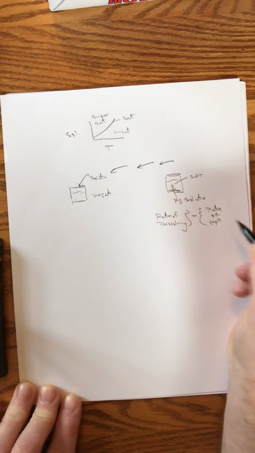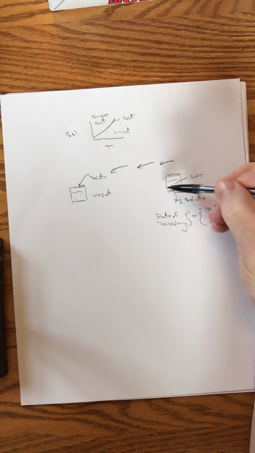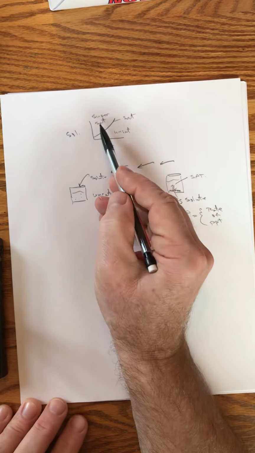The net change turns out to be 0. 1 in, 1 out. So this solution's concentration remains constant. Every time a crystal dissolves, another crystal comes out. So how do you get into this supersaturated range?